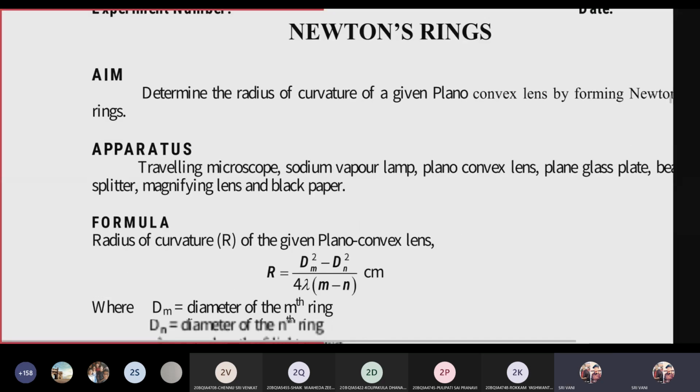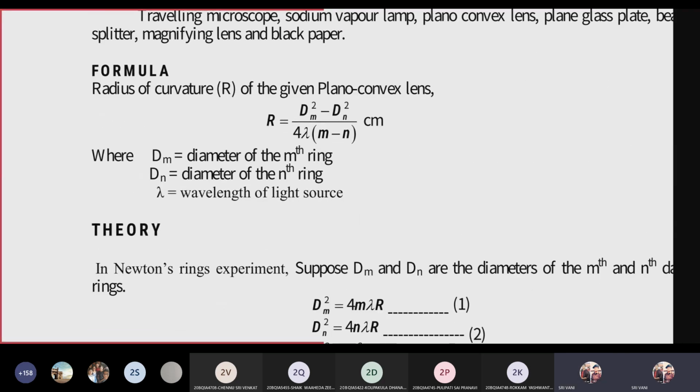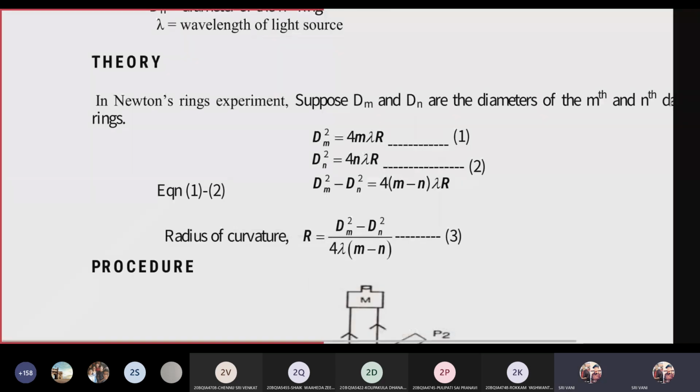Formula for Newton rings: highest ring square minus lowest ring square, divided by 4 lambda into the ring number difference. According to our application, you got here D_{n+m}^2 minus D_n^2 in your theory syllabus. The denotation is no problem. One ring is the highest ring and the other one is the lowest ring. The highest ring here is m and the lowest ring is n. Lambda is the light source wavelength. For interference experiments, we use the sodium vapor lamp in both. The constant wavelength for the sodium vapor lamp is 5893 angstrom units.